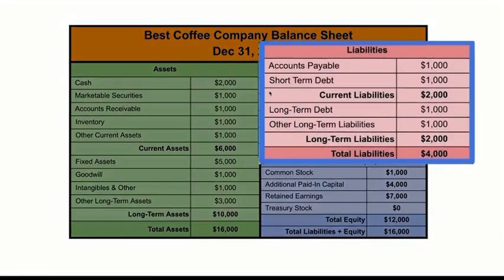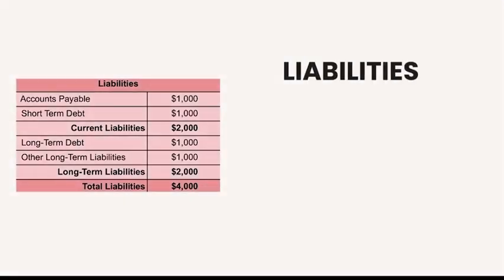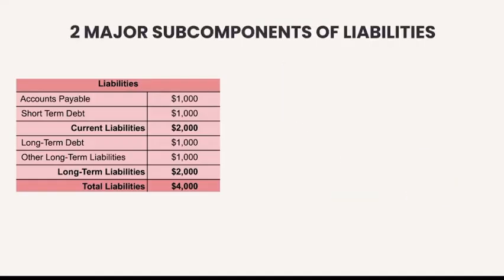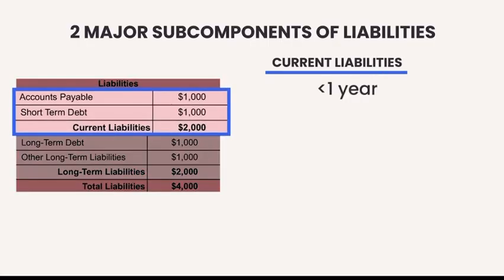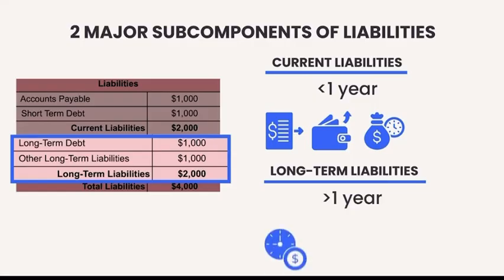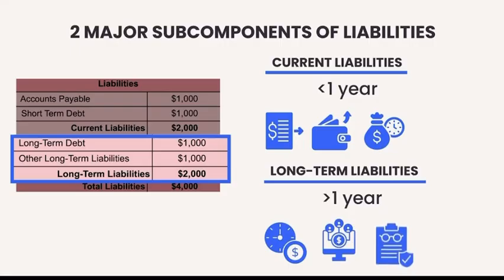The second major component of the balance sheet is liabilities, which are debts and payments the company owes to others, such as suppliers, employees, and lenders. Liabilities can also be broken down into two subcomponents. The first is called current liabilities, which are bills that are expected to be paid off in a year. This includes things like payables, accrued expenses, and short-term debts. The second subcategory is called long-term liabilities, which are bills that are expected to be paid off in more than a year. This includes things like long-term debt, convertibles, and pension obligations.